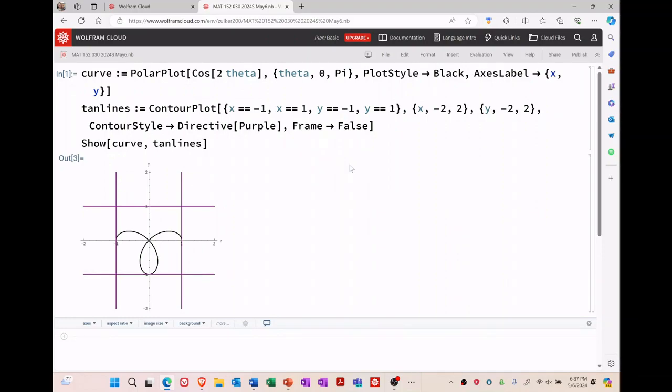Well, that's not right. Apparently I do have to go up to 2 pi to get the full picture. So there are our 4 tangent lines with the polar plot of cosine of 2 theta. By the way, each one of these loops is called a petal.